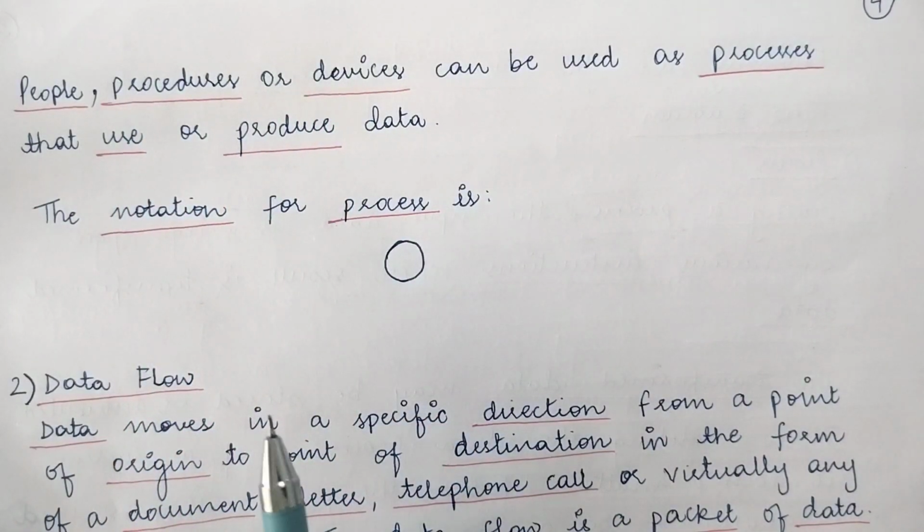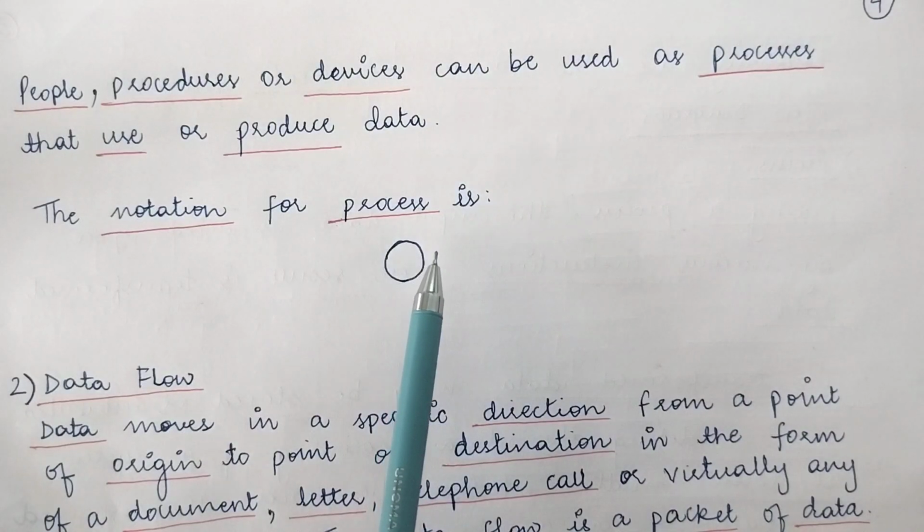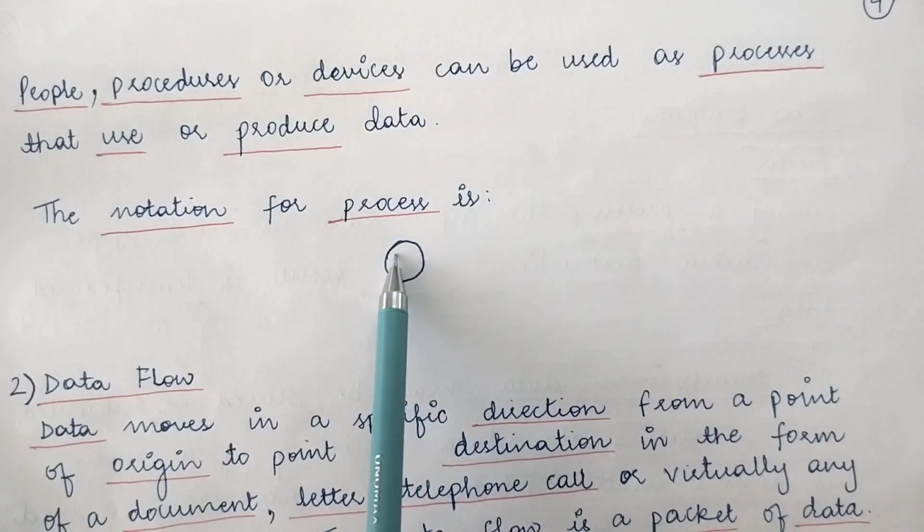Now a very important thing: what is the notation for a process in a data flow diagram? How do we represent a process in a DFD? It is through this circle symbol.